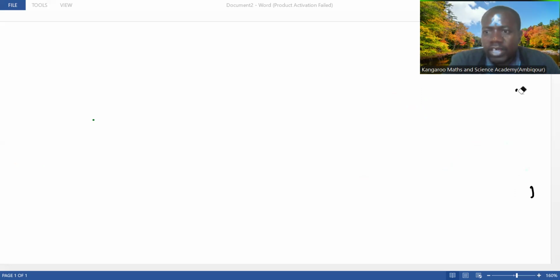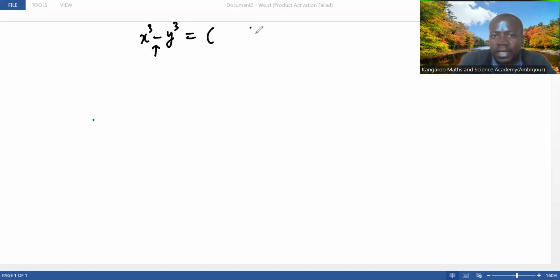Look, imagine you are given this. As I said, you can also visit the grade 10 textbook just to remind yourself. Imagine you have x cubed minus y cubed. You want to expand this. This is the difference because there's a minus, the difference between two cubes. And this is straightforward. What do you do? The difference between two cubes will always give you a binomial and a trinomial.